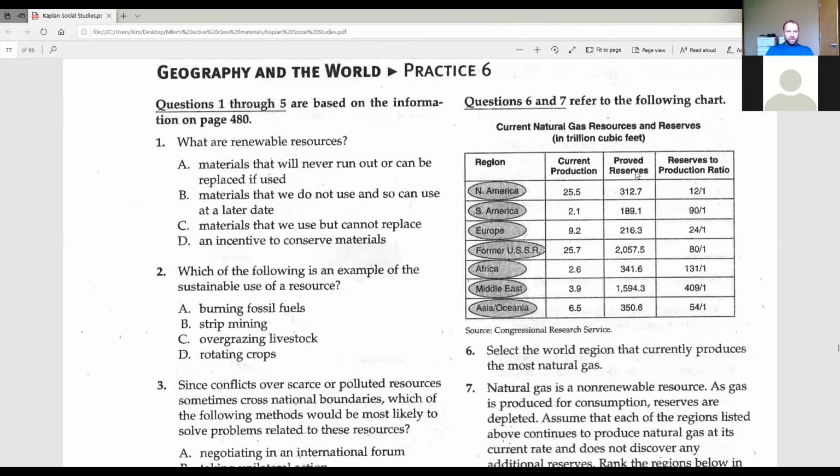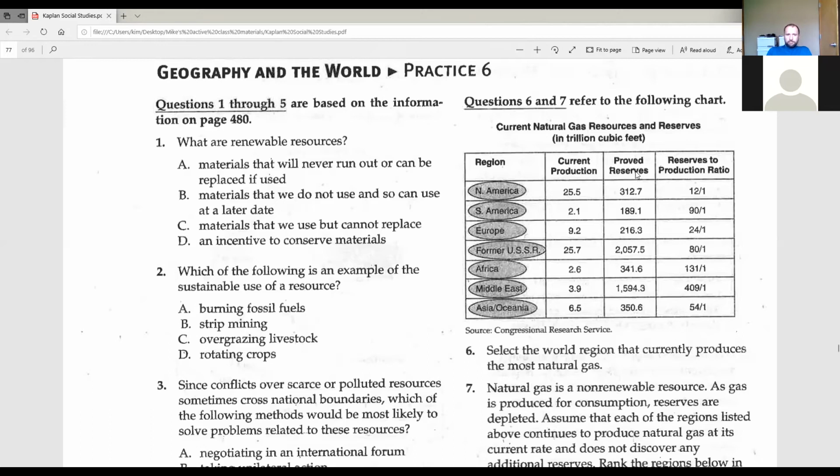A, materials that will never run out or can be replaced and used. B, materials that we do not use and use at a later date. C, materials that we use but cannot replace. Or D, an incentive to conserve materials. Okay, so if the right answer doesn't jump out, let's throw away some things. Renewable is a synonym for reusable. So renewable resources are reusable resources that won't run out. And what does that match most closely with?